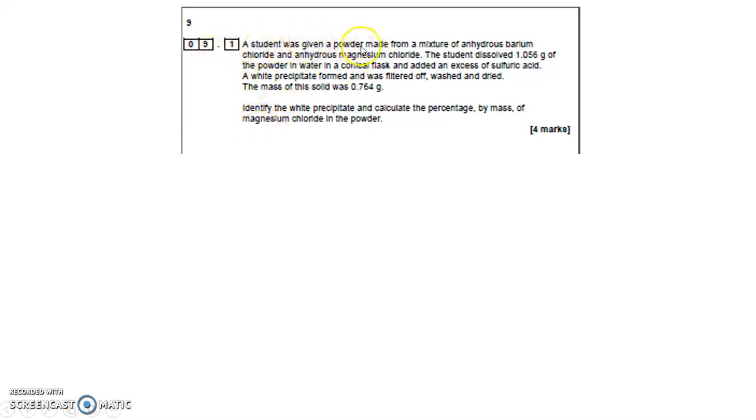Question 9. A student was given a powder made from a mixture of anhydrous, that just means dry, barium chloride and anhydrous, dry, magnesium chloride. The student dissolved... Every time I see barium chloride, I know what's coming. Barium chloride reacts with sulfuric acid to make barium sulfate, which is a white solid.